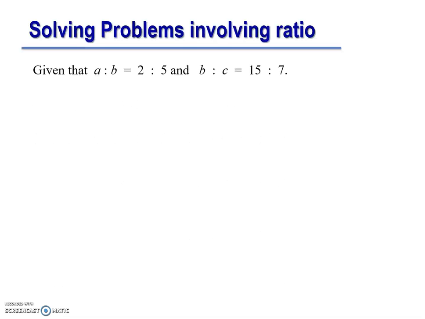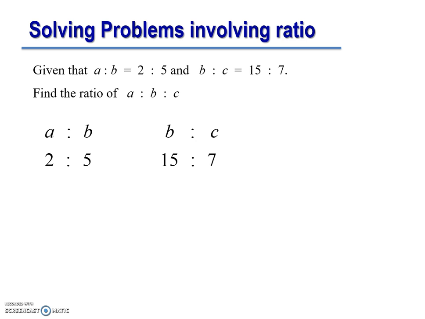Now, we solve a problem involving ratio. The question says that, given that A to B is 2 and 5, and B to C is 5 and 7, find the ratio of A, B, and C. Now, we know that A to B is 2 and 5. And B to C is 5 to 7.